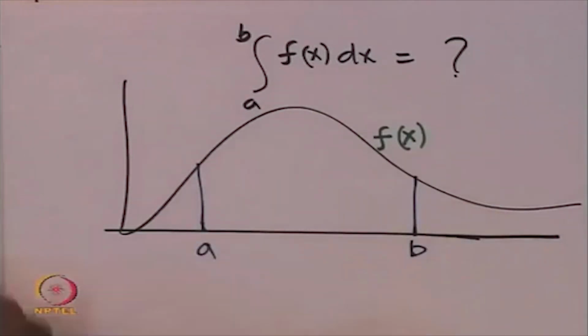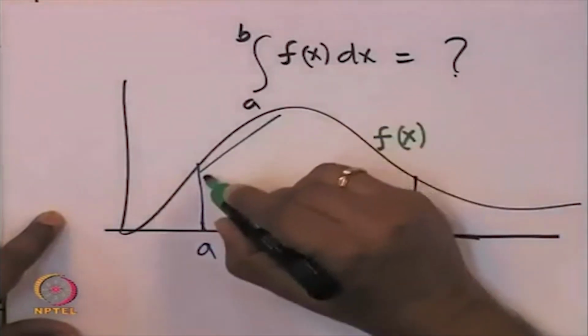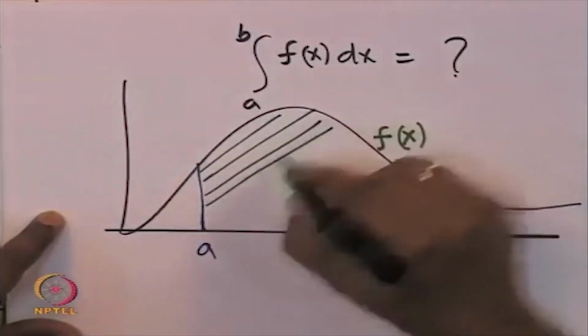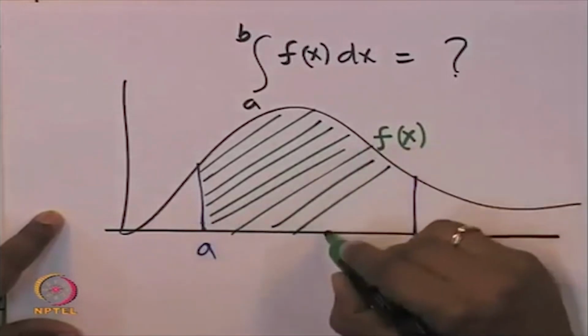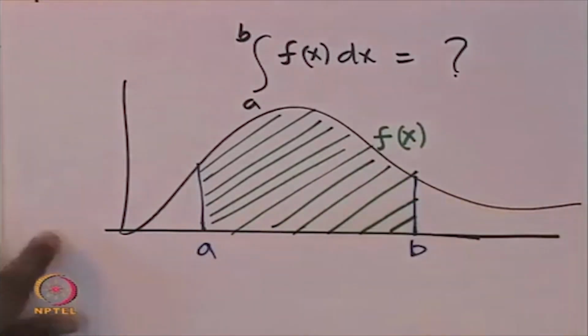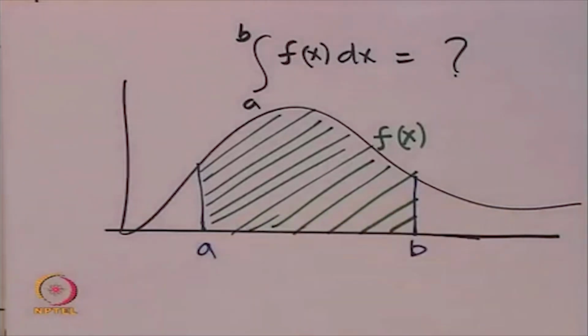So, let me shade this region. The area of this shaded region essentially will give you this answer. If you can calculate the area of this region, that will give you this answer. Now, how do we calculate the area?